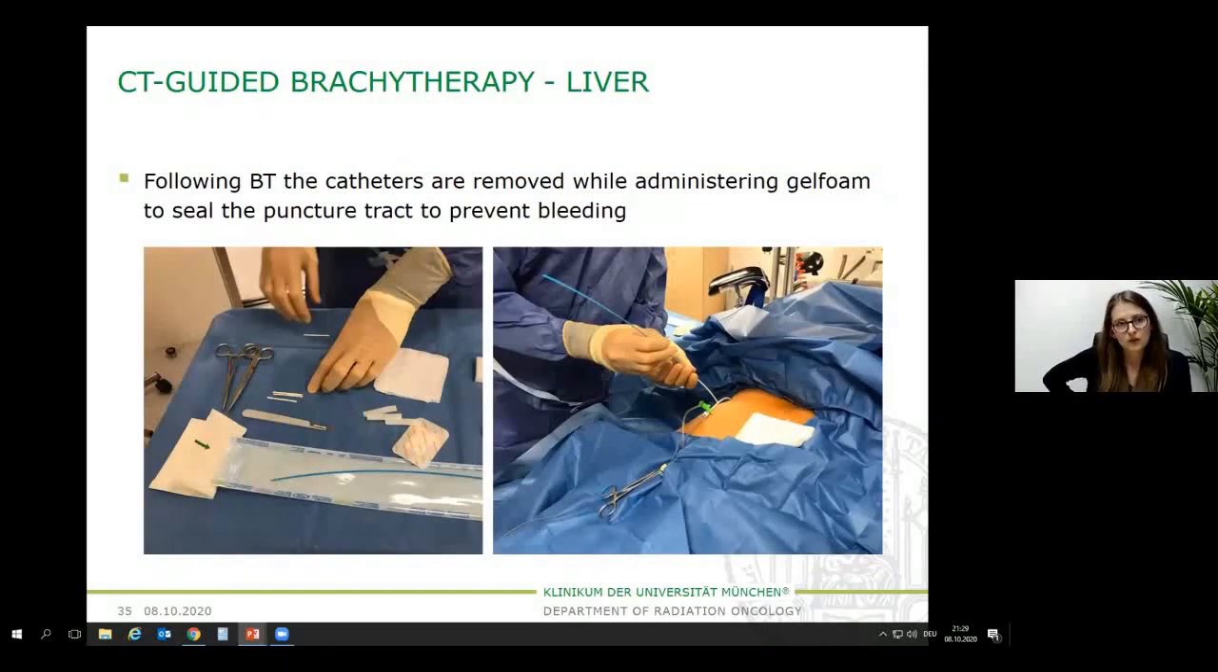Then I wanted to show you why we use the Seldinger technique, because basically you can also do a direct puncture of the liver, obviously with a brachycatheter. We use the Seldinger technique because at the end, when brachytherapy is done, we remove the brachytherapy catheter out of this angiography sheath. And then we use this angiography sheath to put in some gel foam, which you can see here, which we can then put through this technique into the puncture tract, which can prevent bleeding.